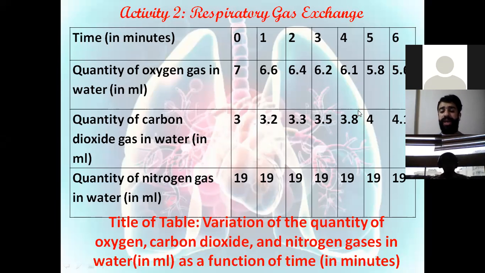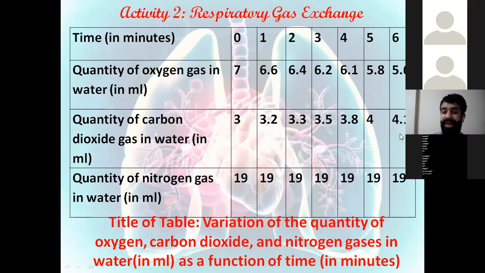So quantity of carbon dioxide, Hala, is increasing from 3 to 4.1. What does this mean? This means if the fish is consuming, it's absorbing carbon dioxide or releasing. Consuming, it should decrease. So it's increasing. So it gives us carbon dioxide. So the amount is increasing. So the fish releases carbon dioxide. Okay?